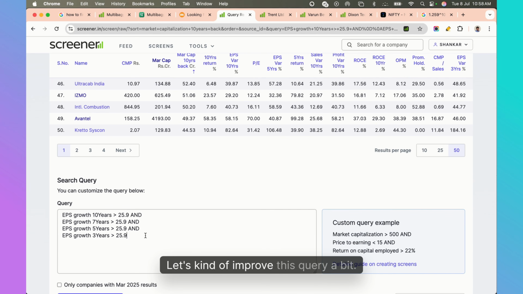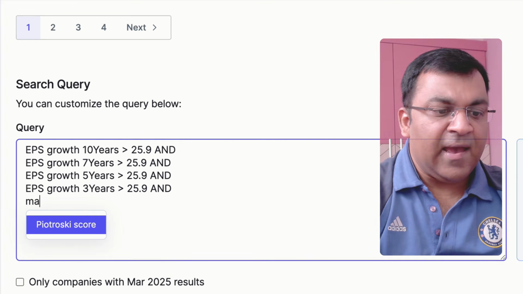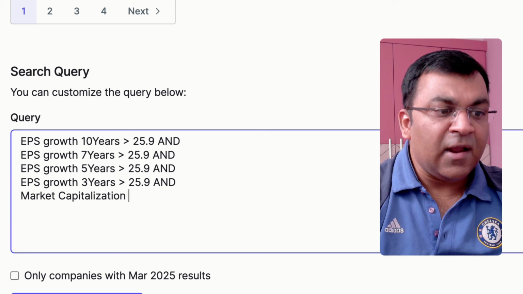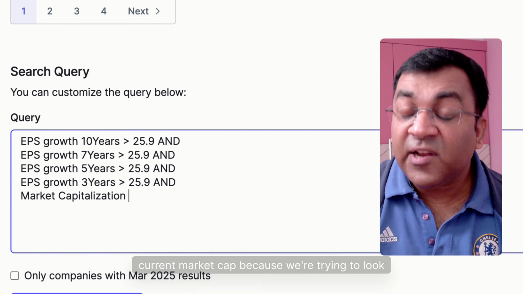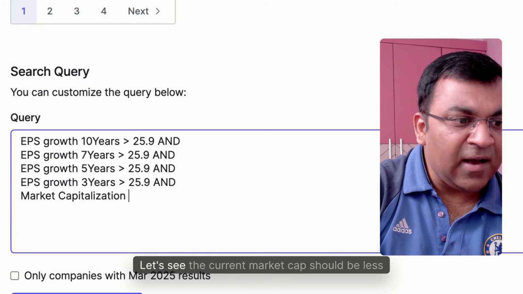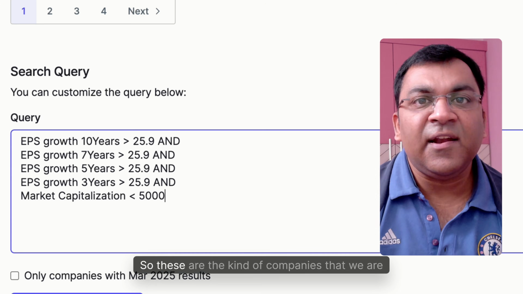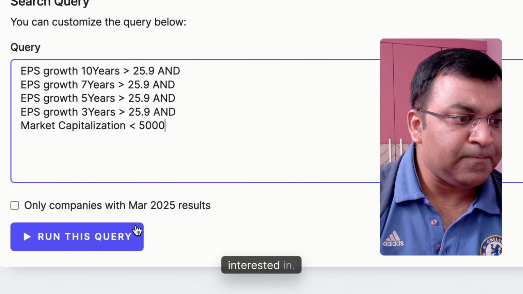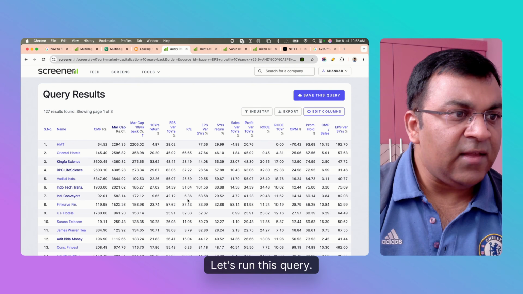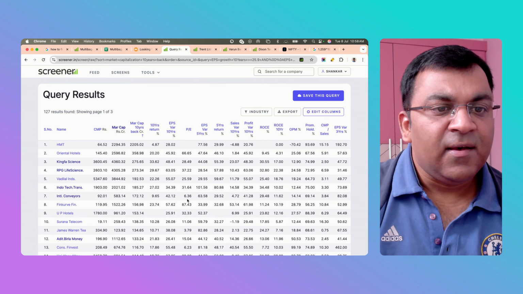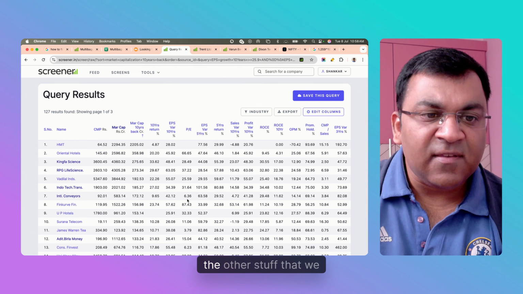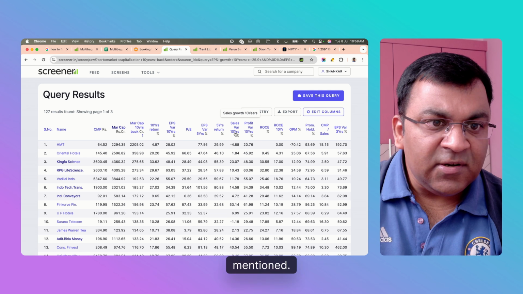Let's improve this query a bit. Because we're trying to look for potential multibaggers, let's say the current market cap should be less than 5,000. So these are the kind of companies that we are interested in. Let's run this query. It's down to 127. Let's look at the other stuff that we mentioned.